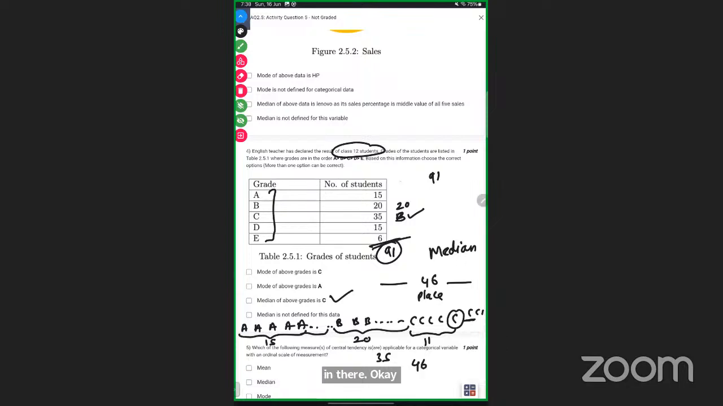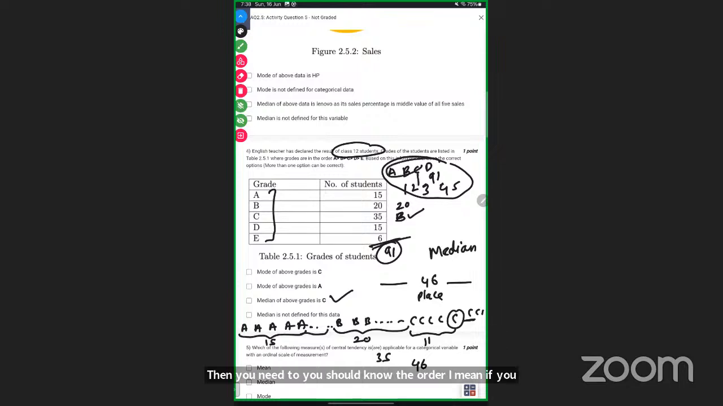Combined. Oh, you are saying that A, B, C, D is there, and then 1, 2, 3, 4, 5 is also there. Then you should know the order. If you know the order, you can find the median. I'm not sure what the order is in this. Does A come first or 1 come first? How will I know? This should be clear. If you know this, then you can find the median. If you know that you can order them, you can find the middle value.